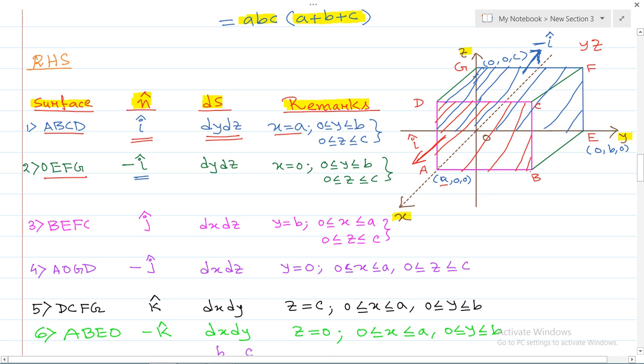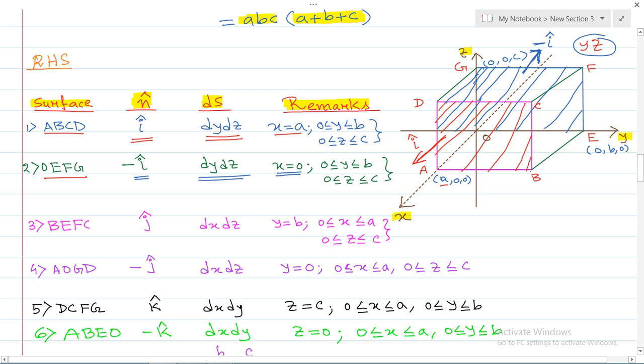Since this surface is situated in the YZ plane, ds is going to be dy dz. For this surface, we have not traveled any distance, so this is strictly the YZ plane itself. In the YZ plane, the value of x equals 0, but y will vary from 0 to b, that is O to E, and z will vary from 0 to c, that is O to G.